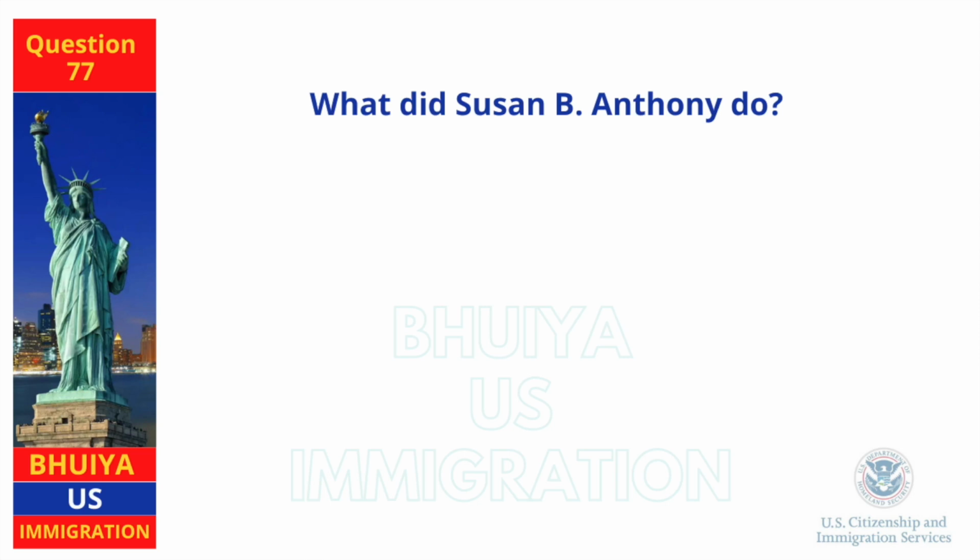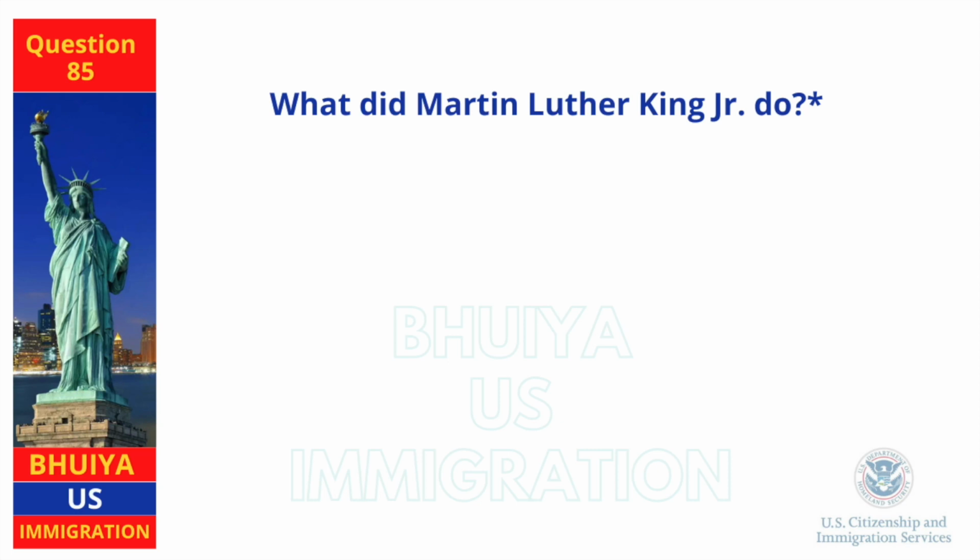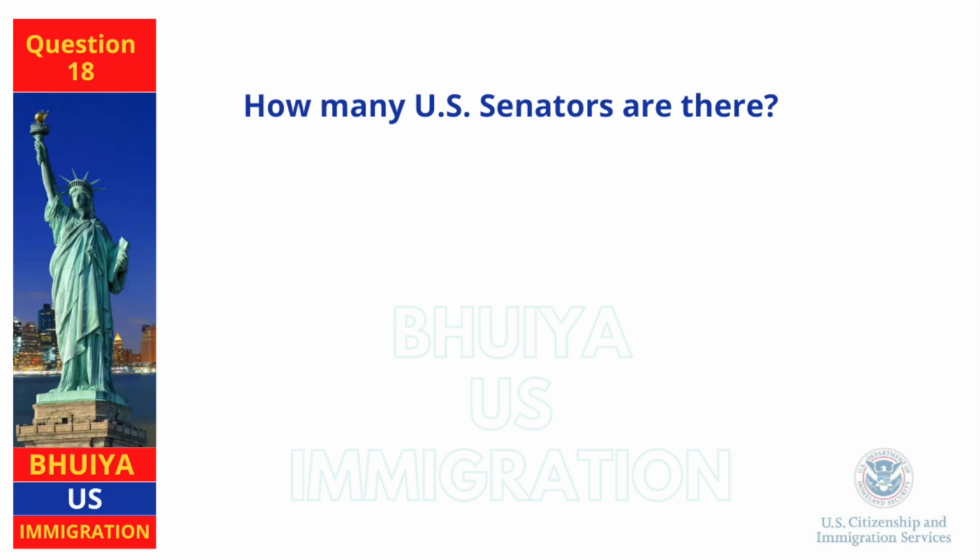What did Susan B. Anthony do? Fought for women's rights. What did Martin Luther King Jr. do? Fought for civil rights. How many US senators are there? 100.